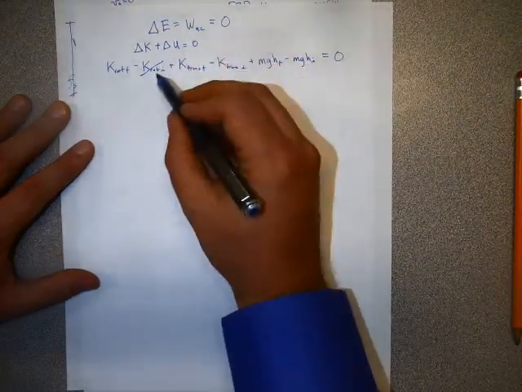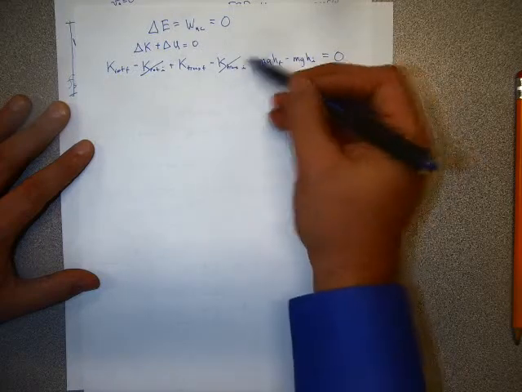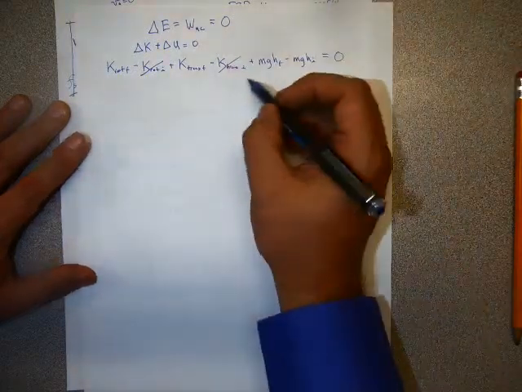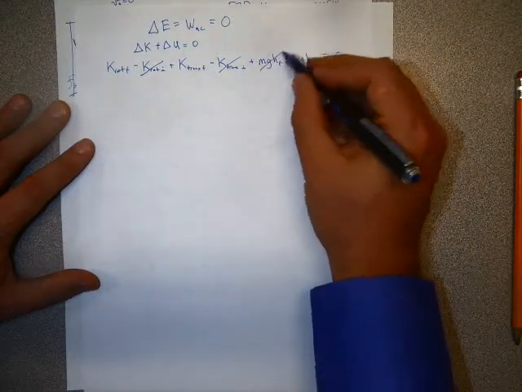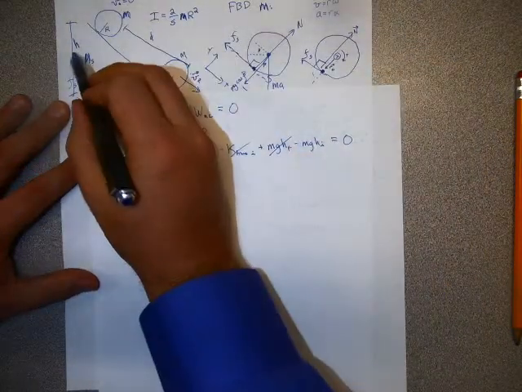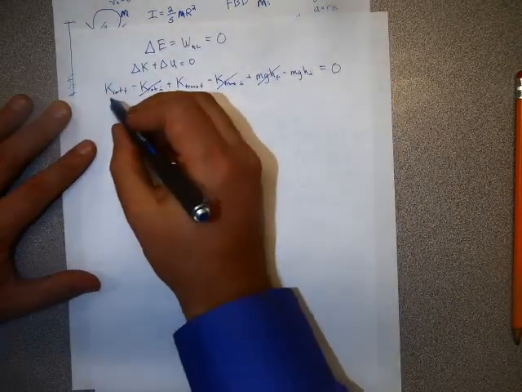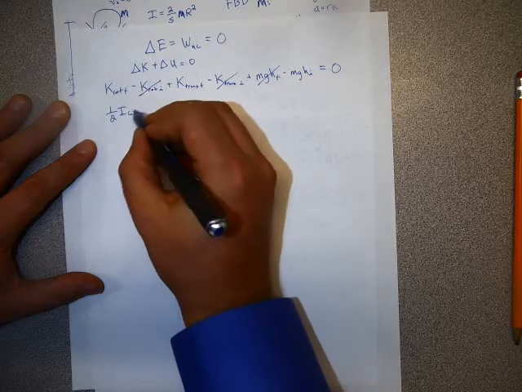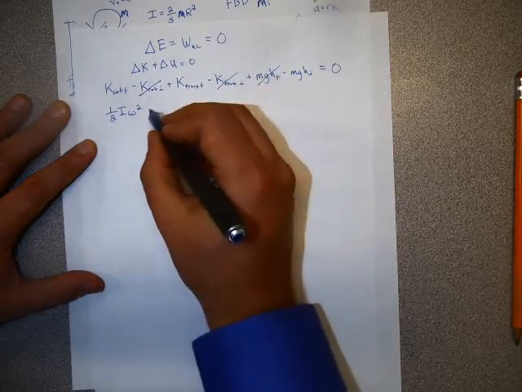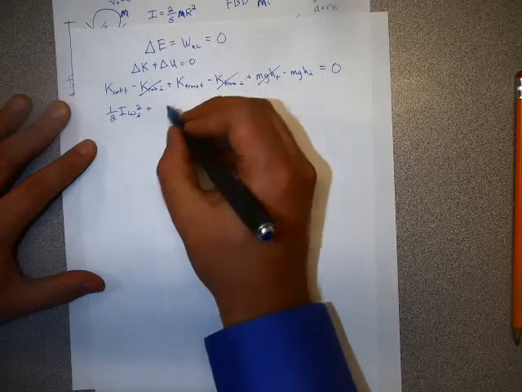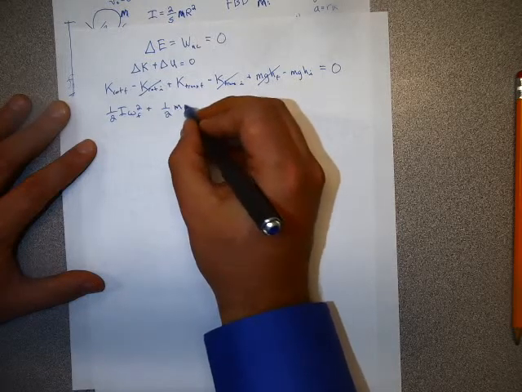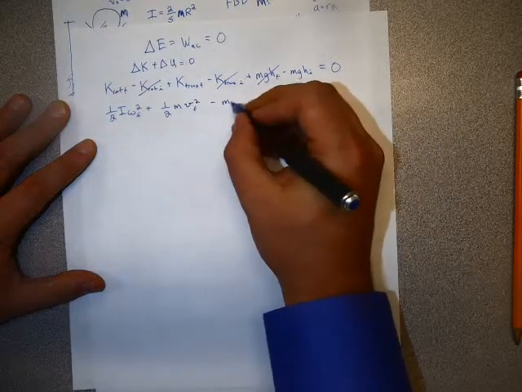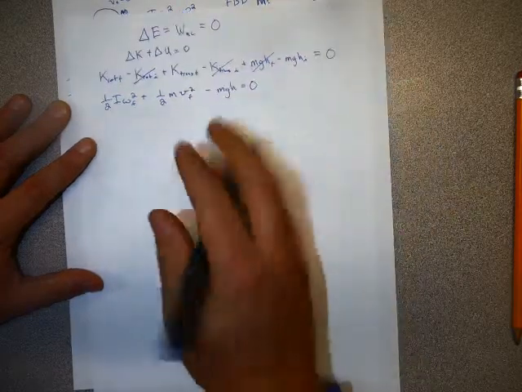Initially, we were not rotating or translating. We started with v equals 0, and so therefore omega must be 0. And also, we'll choose h final to be 0. That way, h initial is just our h. So the formula for rotational kinetic energy was 1/2 I omega squared. And for translational, this is 1/2 m v final squared. Subtract mgh is equal to 0.